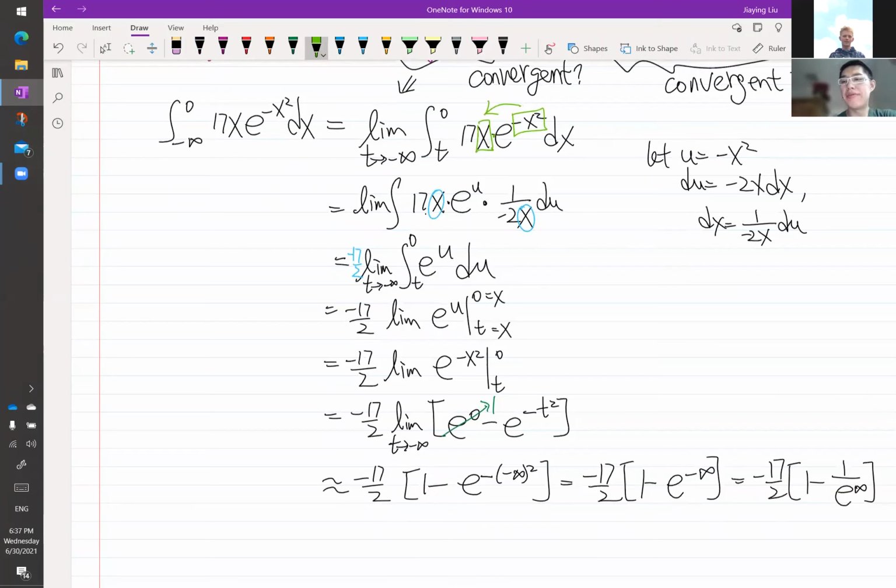And hopefully you can see it from here. If you have e to the infinity in the denominator, that is just infinity in the denominator, right? And 1 over infinity is approaching 0. As the denominator gets bigger, the fraction gets really small, right? So the 1 over e to the infinity term goes to 0. You just have 1 left. So at the end, it's just negative 17 over 2 times 1 minus 0. It's just negative 17 over 2.